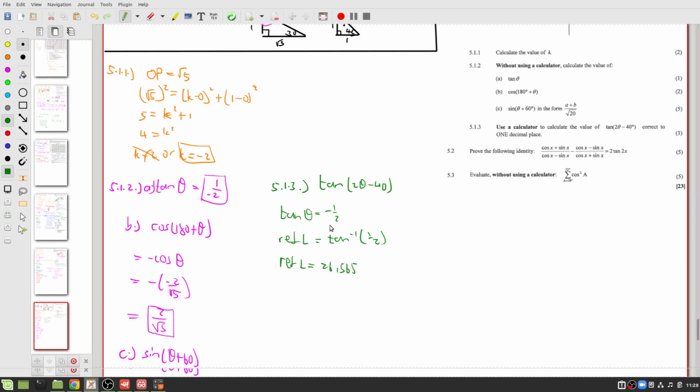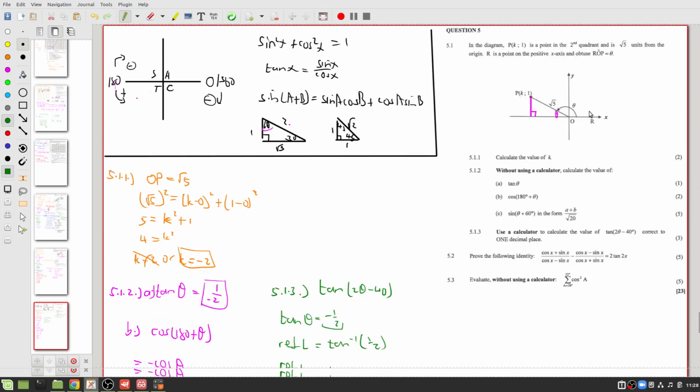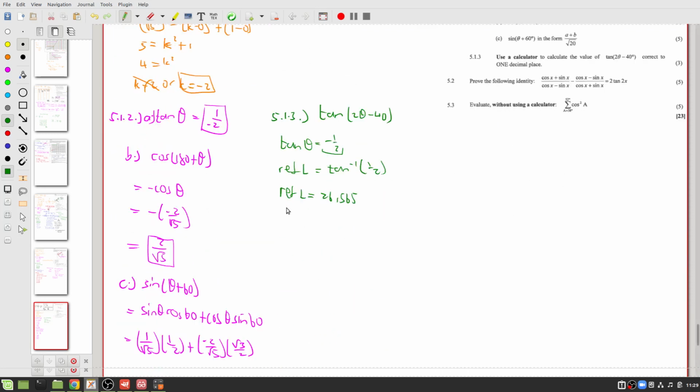But now we saw that tan theta was negative. So in which quadrant is tan theta negative? Right? We're working in the second quadrant, and the second quadrant is 180 minus. So theta is then 180 minus 26.565, which gives us 153.435. Well, let's just do 153.43. 2 decimal places should be enough because we need 1 at the end. So that is angle theta.